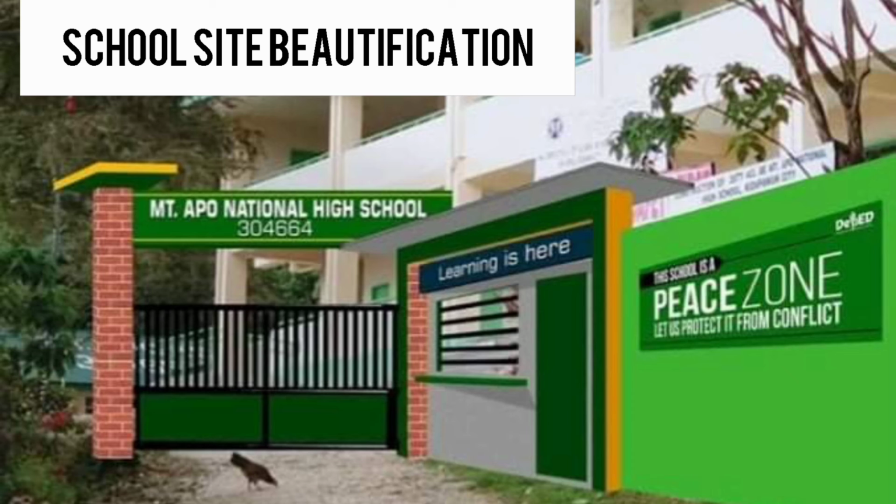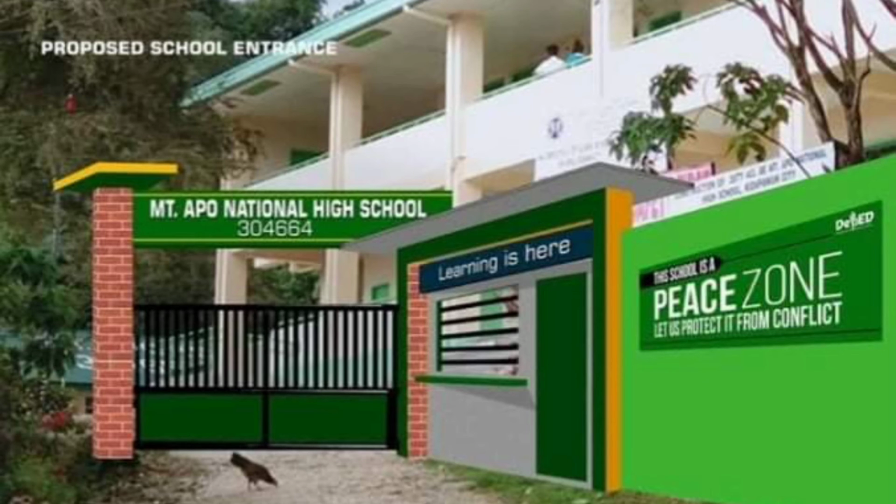School site beautification. It is considered that the aesthetic effect of improved grounds adds much to the socializing value of school premises, exerts influence upon the community, and is the first feature to be noted by visitors.